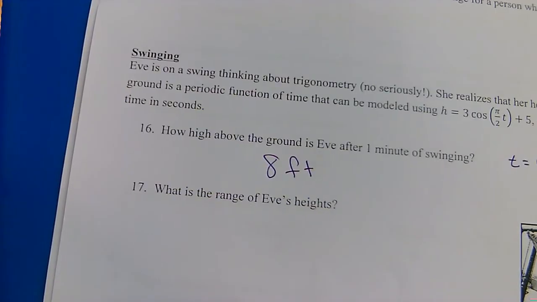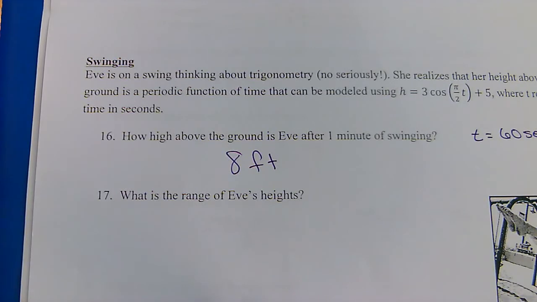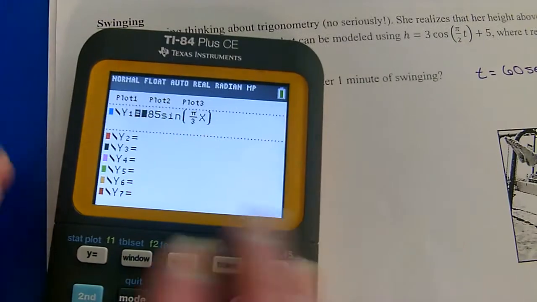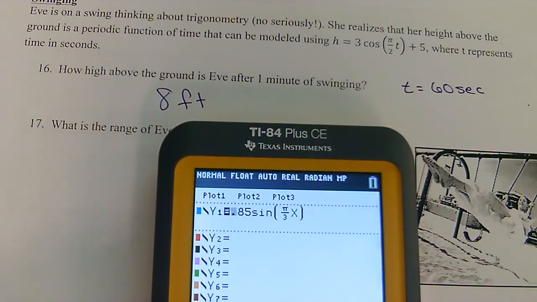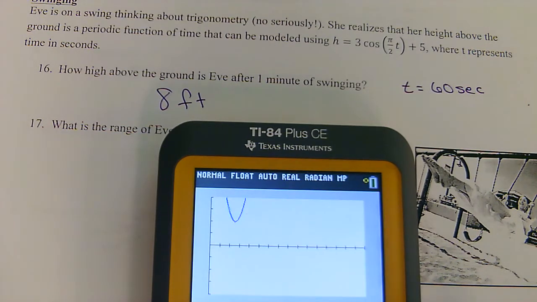What is the range of Eve's heights? Okay, so what is it going to be? The range, we need the lowest and the highest. So I'm going to have to think about how that's going to work. Now I could put this function in the calculator: 3 cosine pi over 2x plus 5, and look at the graph, but I'm not going to see it very well in the graph. Well, I can kind of see it.